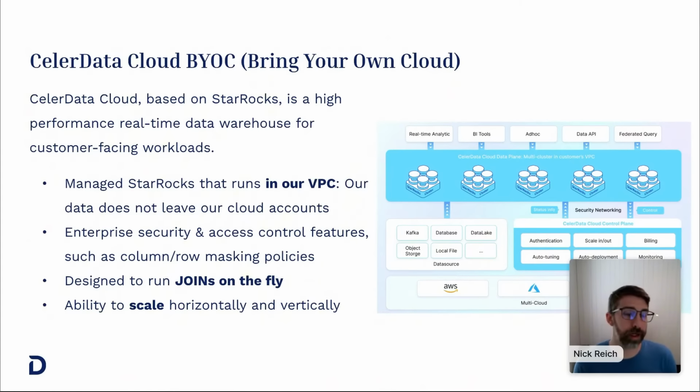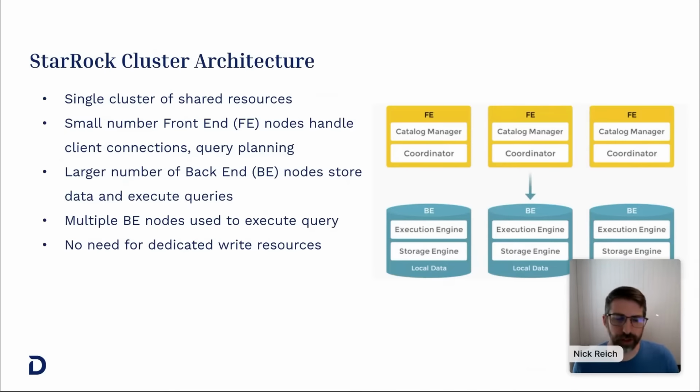And then the CelerData Cloud supports a number of enterprise access control features, especially row masking policies that we've used quite a bit in our efforts. And then because it uses StarRocks, it's designed for joins on the fly to be really part of its internal DNA. And it has strong ability to scale both horizontally and vertically as our needs change. So just a quick look at the StarRocks cluster architecture.